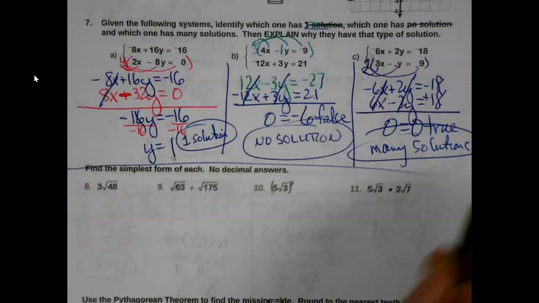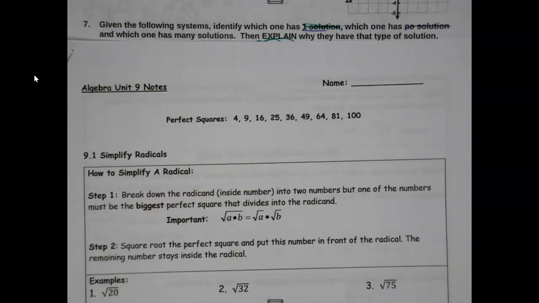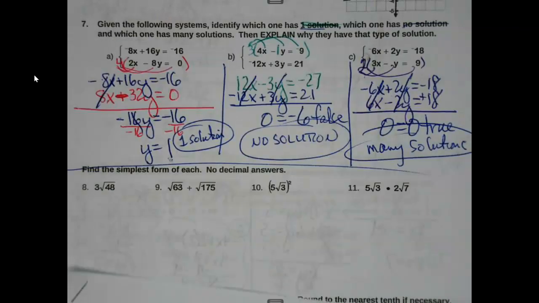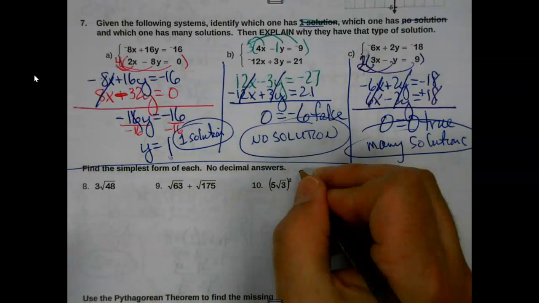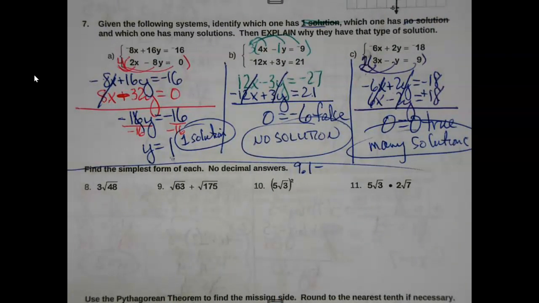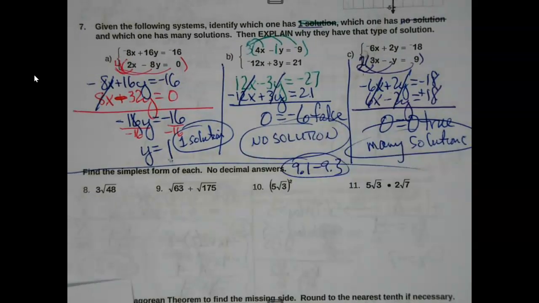So let's see here. Radicals. Hey, radicals. Oh, Hardy, you were lying. We're not going in the same order. This is unit 9. Okay, well, this is what it is. So this is 9.1 to what? 9.3? For those of you keeping score at a later time.